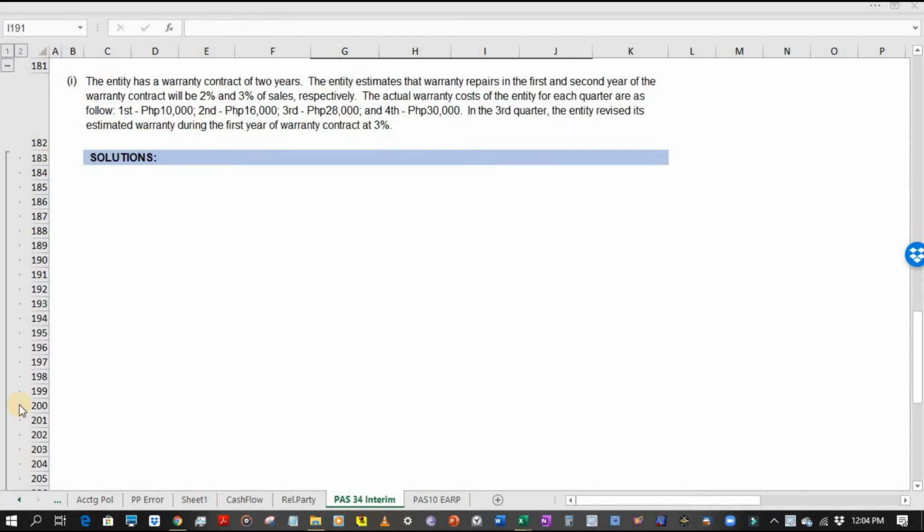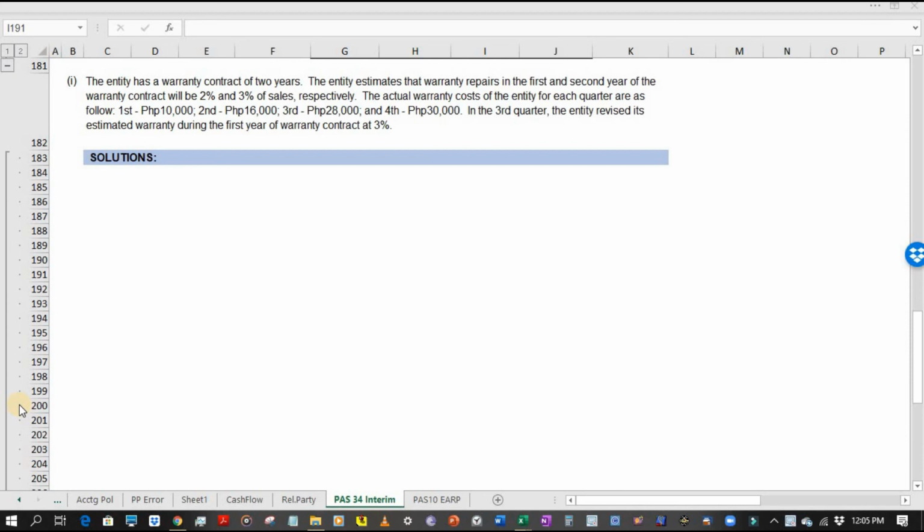So the entity has a warranty contract of 2 years. The entity estimates that warranty repairs in the first and second year of the warranty contract will be 2% and 3% of sales respectively. The actual warranty cost of the entity for each quarter are as follows. So we have 10,000, 16,000, 28,000, and 30,000 pesos for each quarter. In the third quarter, the entity revised its estimated warranty during the first year of warranty contract at 3%.